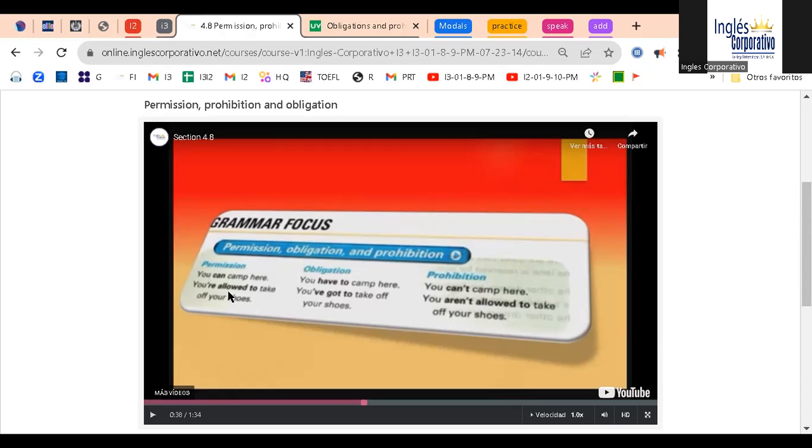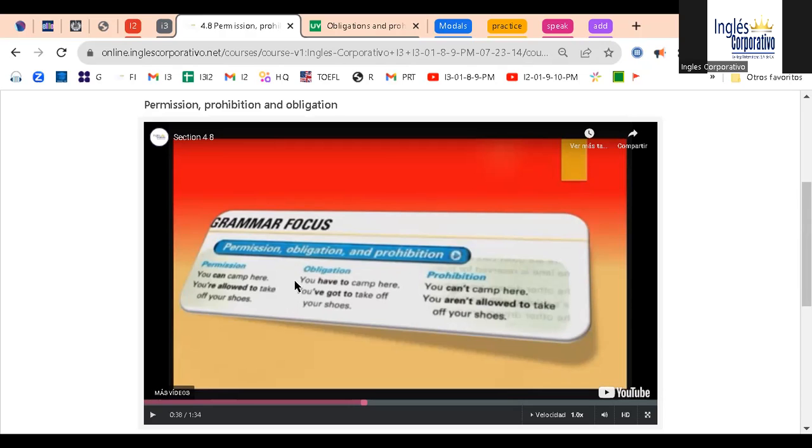So what is the meaning of allowed to? Guys, do you know allowed to? Permitir. You're allowed to take off your shoes. Te permite quitarte los zapatos, right? So you're allowed to do that. So, you can camp here. You can take off your shoes.